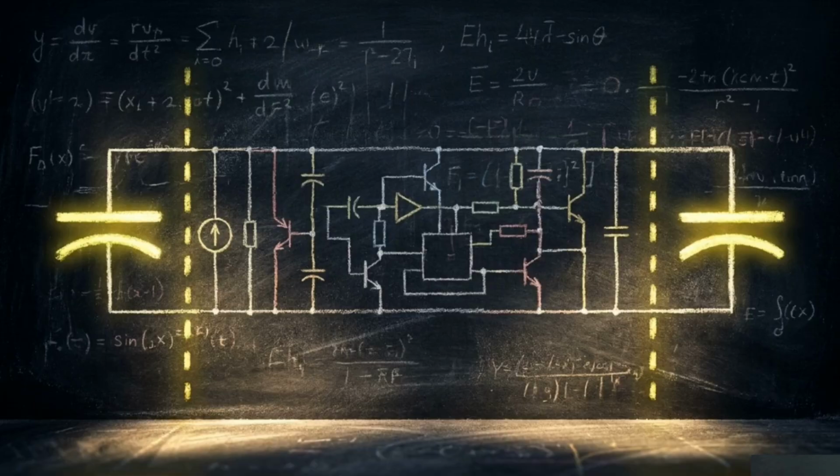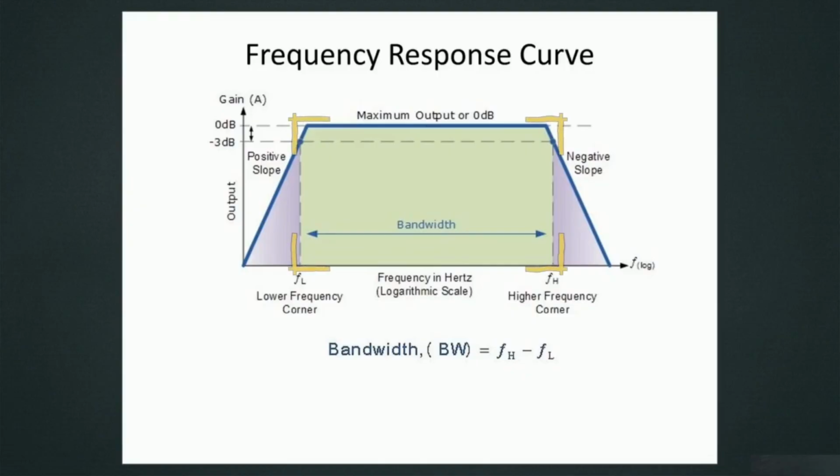Capacitors act as natural gatekeepers in any circuit. Their physical properties define the exact upper and lower boundaries of an amplifier's functional bandwidth. This frequency response curve maps those exact boundaries. The green shaded region is our stable midband.